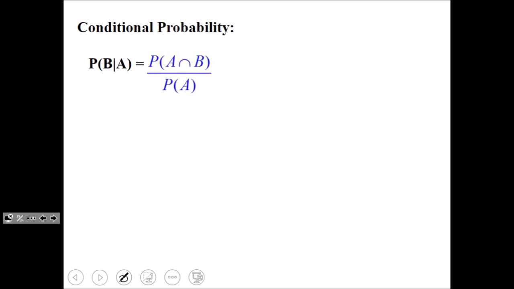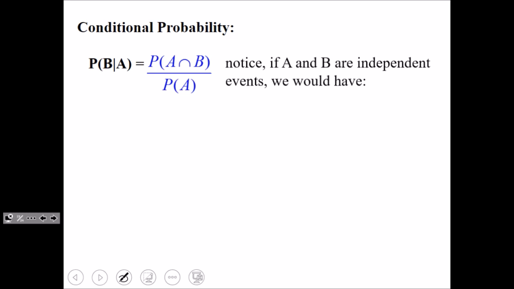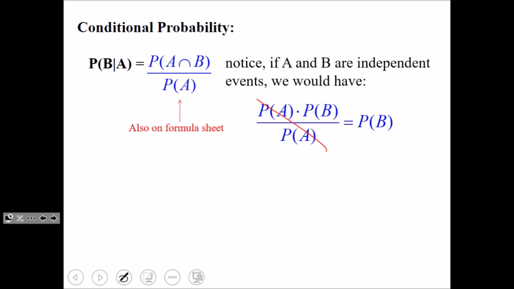If A and B are independent, then B given A is just the chance of B. So if we did that, those A's are going to cancel. The probability of B is equal to the probability of B because they're independent. So it holds. The formula is showing us that it works. Again, you get that on the formula sheet. So we want to practice. We're using that formula sheet to help us answer some questions sometimes.